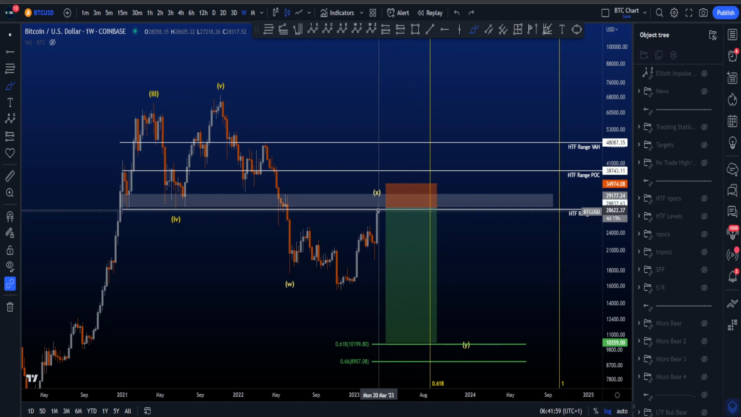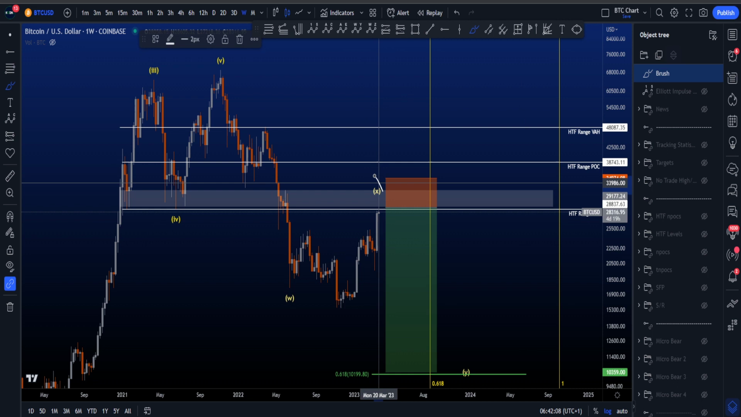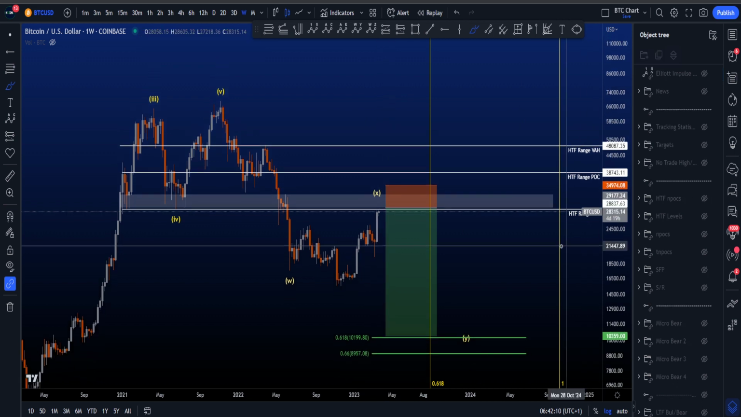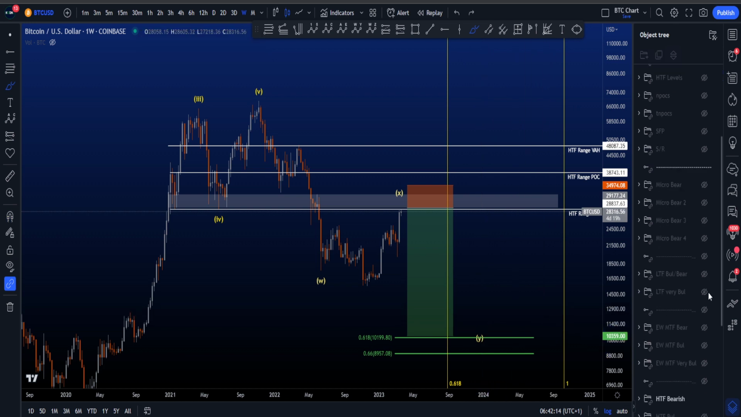But in this scenario, one would enter potential shorts over here with this potential short setup from basically the high time frame range value area low at 28.8k. Stop loss somewhere safely above, better safe than sorry, and then trading it to the downside in this wave Y.